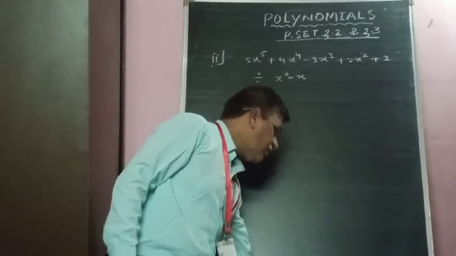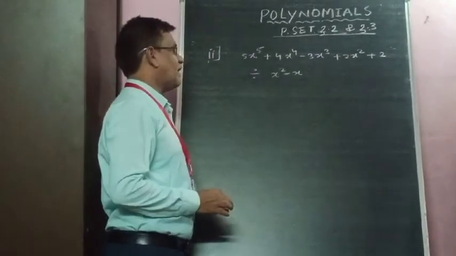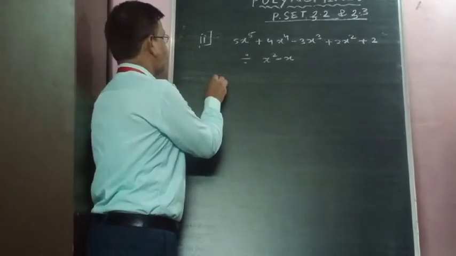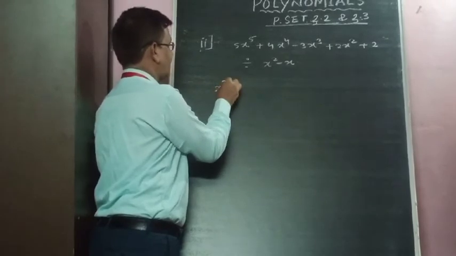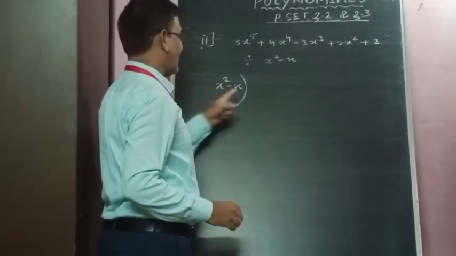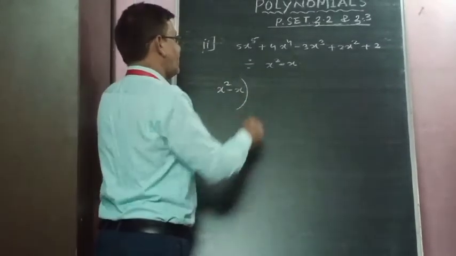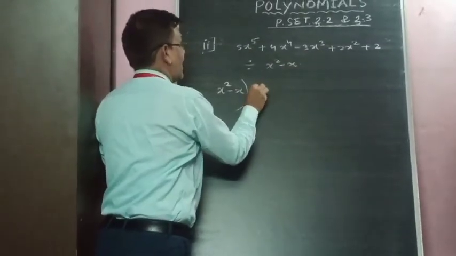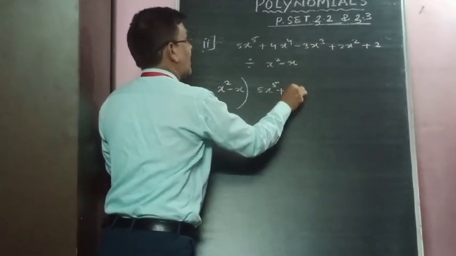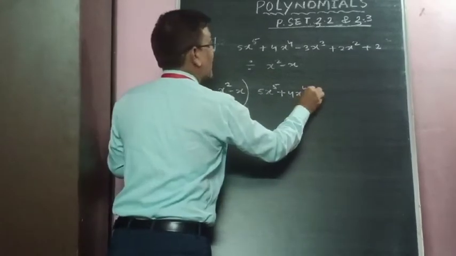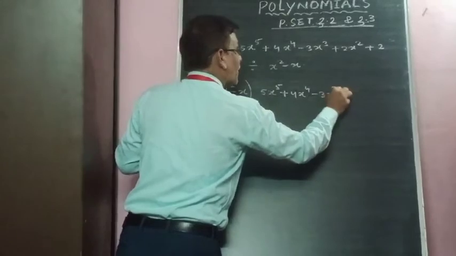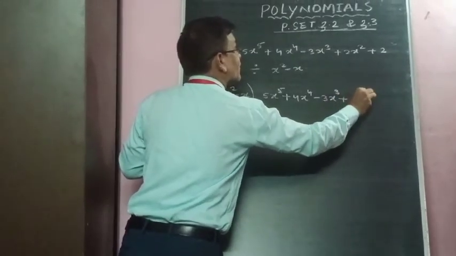Now you have to divide the first polynomial by the second polynomial. First you write down the divisor, x^2 minus x, and you have to write down the dividend here. Now what is the dividend? This is the dividend, 5x^5 plus 4x^4 minus 3x^3 plus 2x^2.